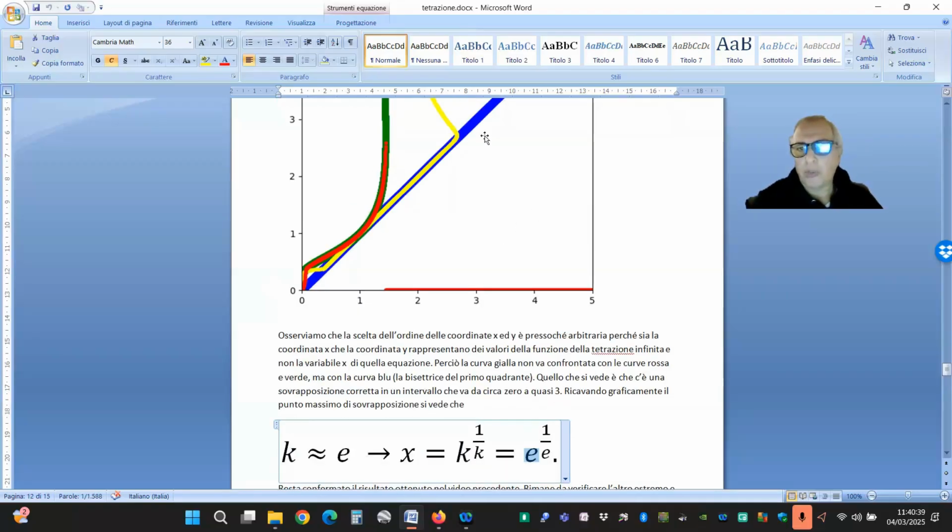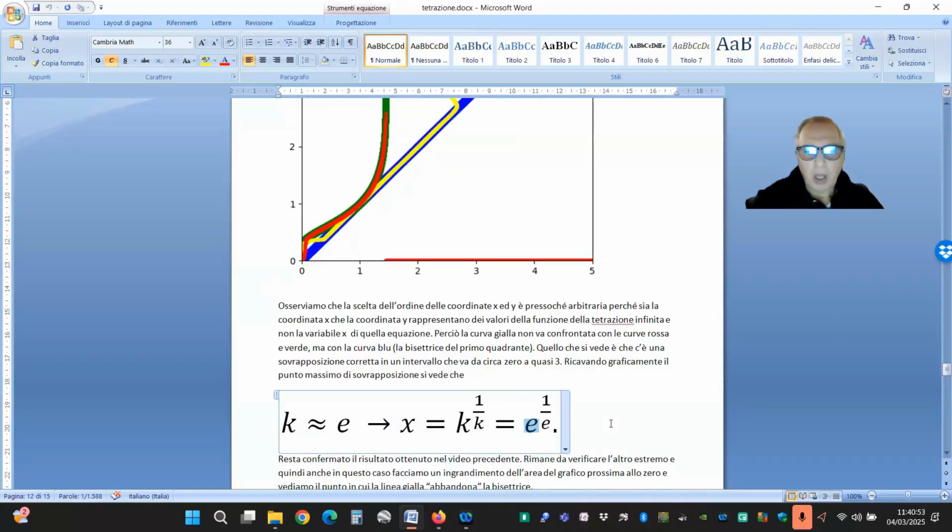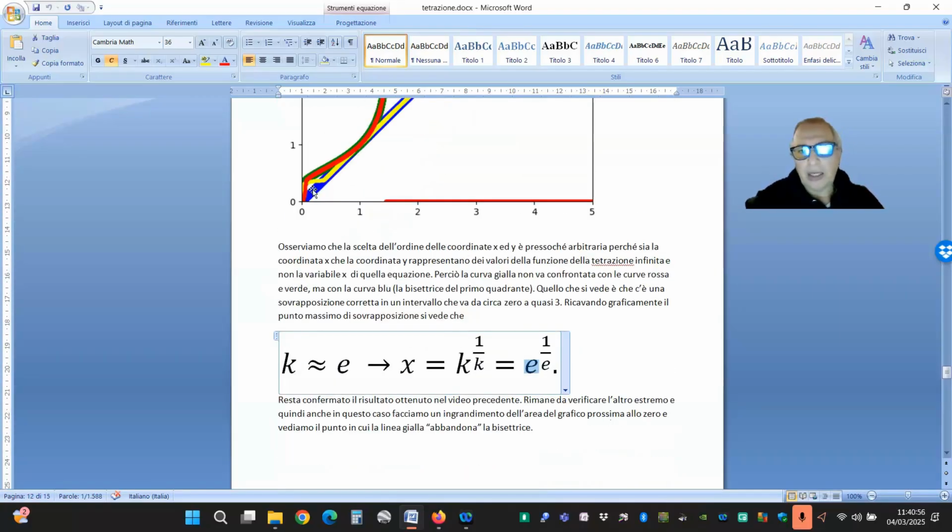So this new method too, even if it gives us different points, confirms the previous result. That is, that the maximum value of the interval of convergence for infinite tetration is exactly this, e raised to the power of 1 over e. So we find it again. Let's see regarding the minimum interval.